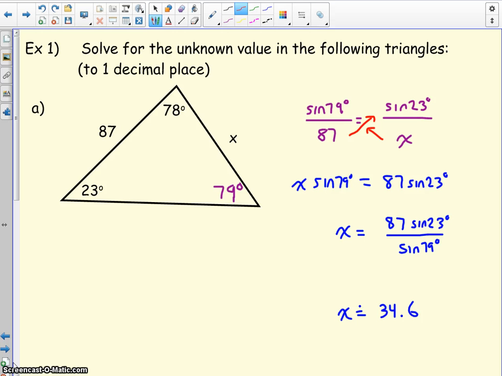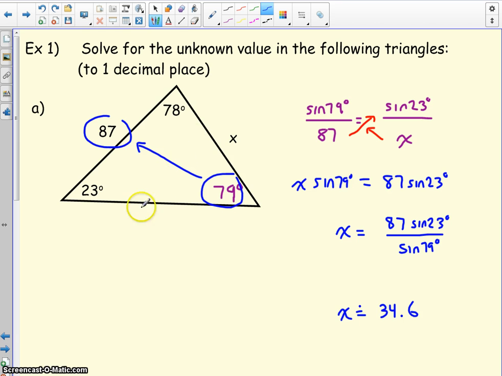Alright, so we can take a look at the answer for the first one here. I got 34.6. Now, just to recap how I did that, first off I saw I had two of the three angles in a triangle, so since all the angles in a triangle add to 180, I got 79 degrees for my third angle. Once I did that, I had a side angle pair, so I knew angle 79 degrees and the side across from it, so I can build a ratio to that, sine 79 degrees over 87.